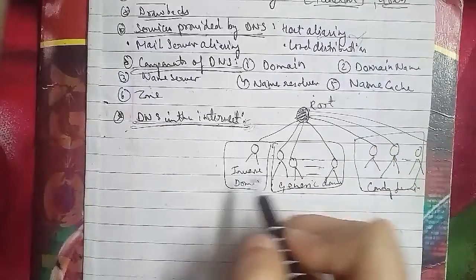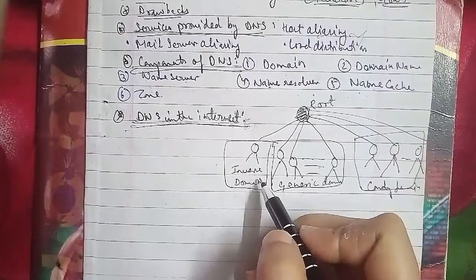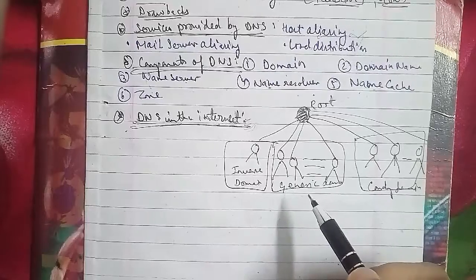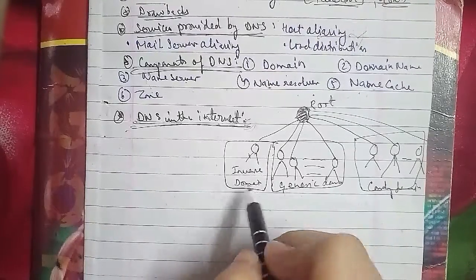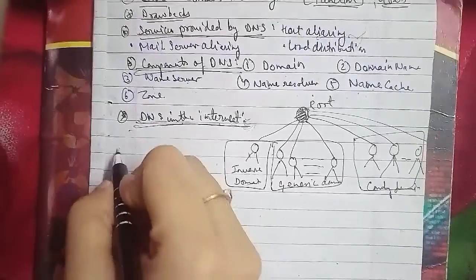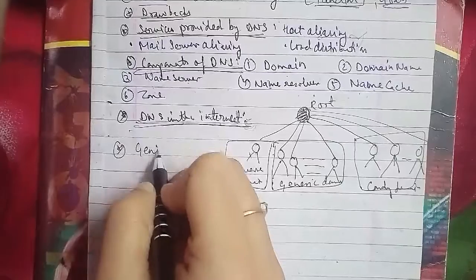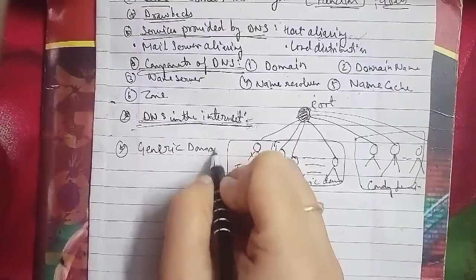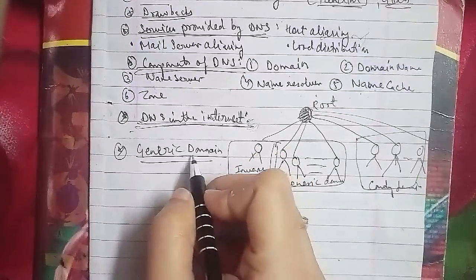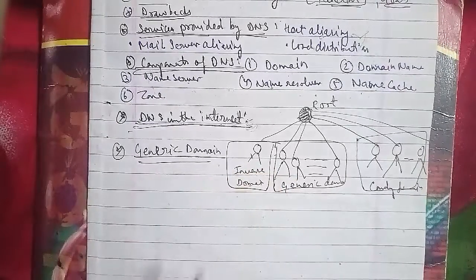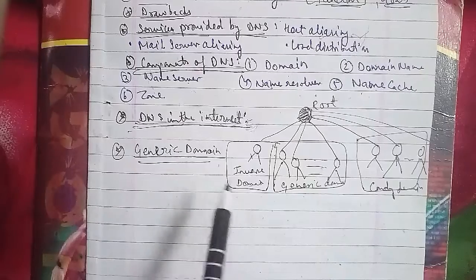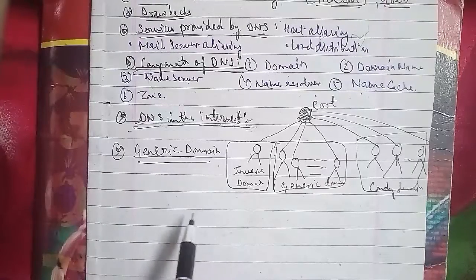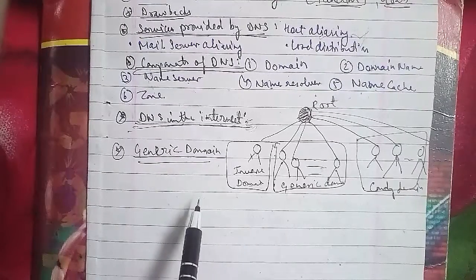Now we'll talk about this in more detail. First the generic domain, and then we will discuss the country domain as well. The inverse domain is only the same one. For the generic domain, each node in the tree defines a domain, which is an index to the domain namespace database. The generic domain labels are as follows, and for that we will go ahead with a tree structure diagram.